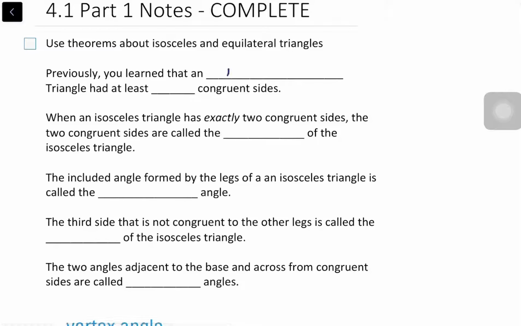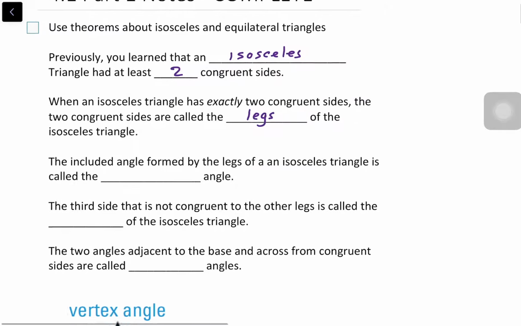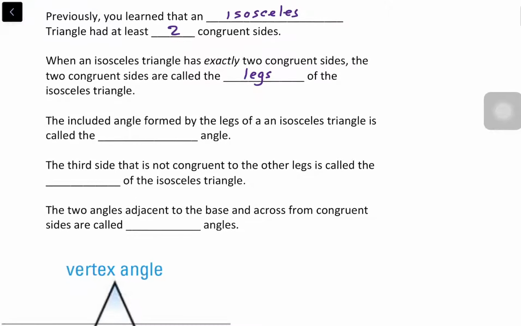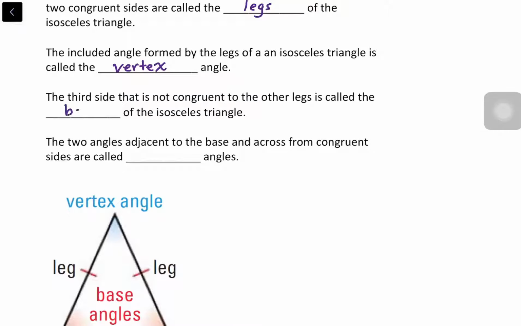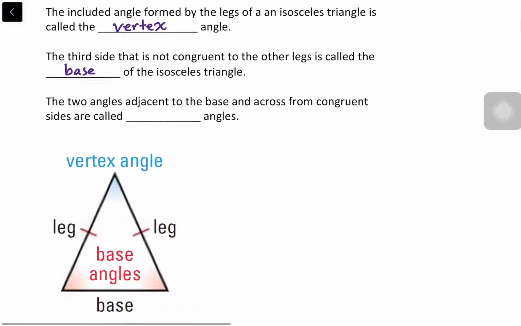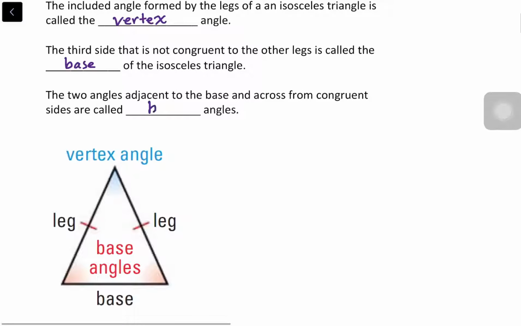Previously, you learned that an isosceles triangle has at least two congruent sides. When an isosceles triangle has exactly two congruent sides, the two congruent sides are called the legs of the isosceles triangle. The included angle formed by the legs of an isosceles triangle is called the vertex angle. The third side that is not congruent to the other legs is called the base of the isosceles triangle. The two angles adjacent to the base and across from the congruent sides are called the base angles.